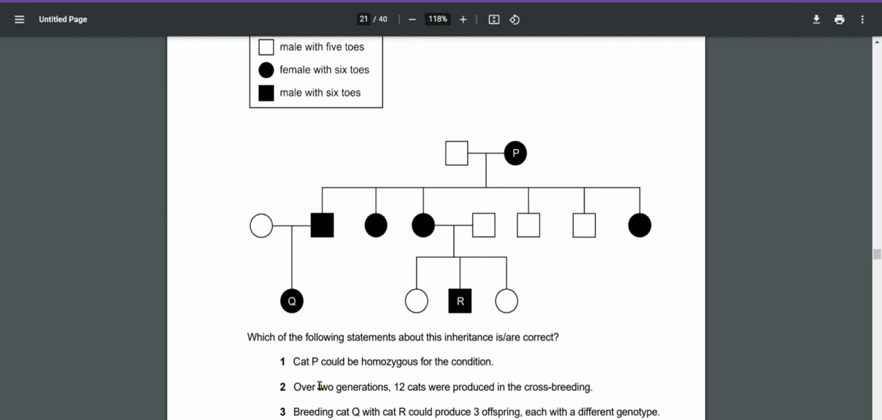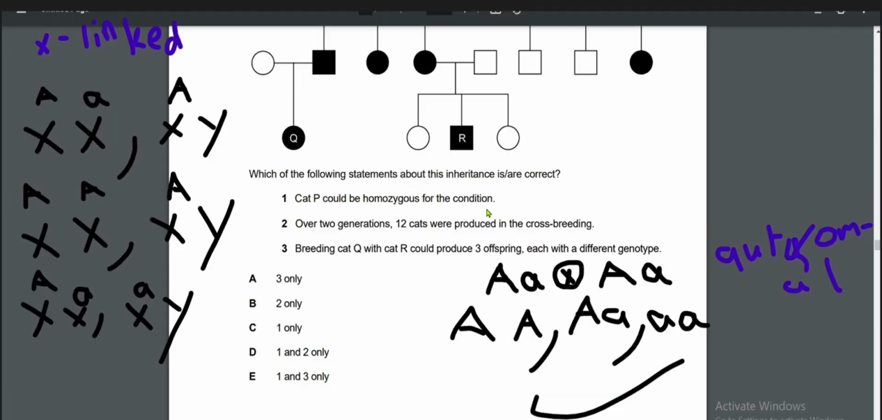Now regarding 2, over 2 generations 12 cats were produced in the crossbreeding. This is incorrect because 11 cats are produced in the crossbreeding, and even if you count them, it's 1 2 3 4 5 6 7 8 9 10 11. Don't forget, do not confuse this. It's not a cat that was produced in the crossbreeding.